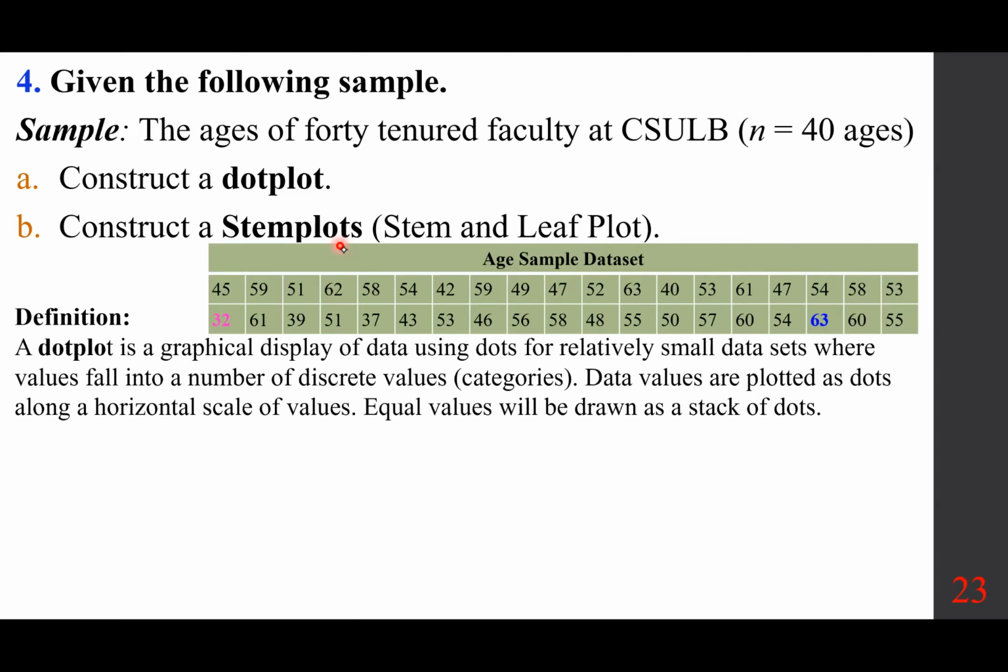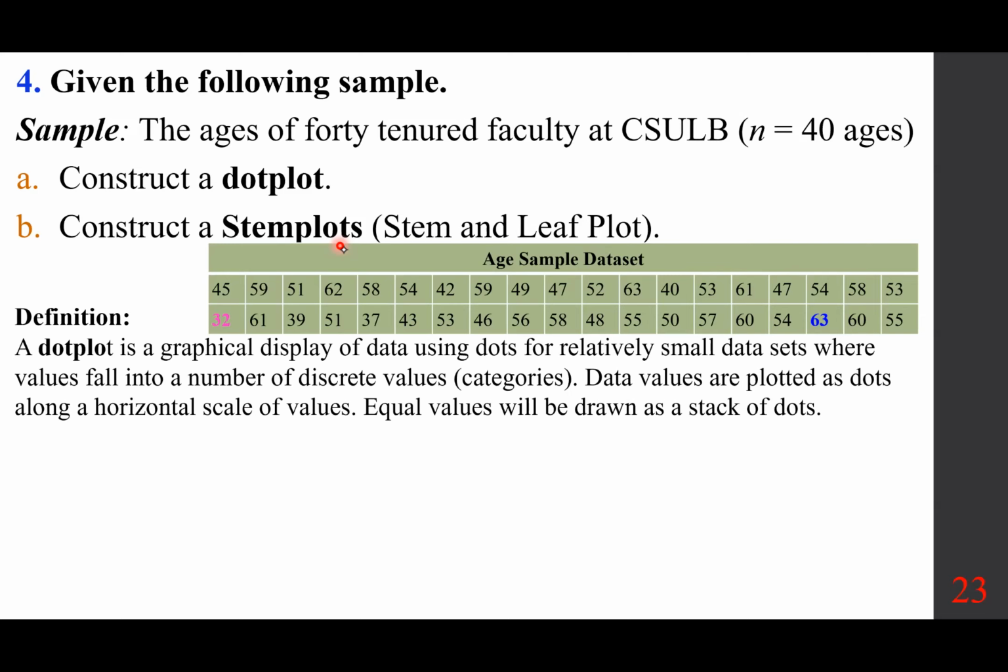Definition. A dot plot is a graphical display of data using dots for relatively small data sets where values fall into a number of discrete values or categories. Data values are plotted as dots along the horizontal scale of values. Equal values will be drawn as a stack of dots. Perfect. So that's the definition of a dot plot.